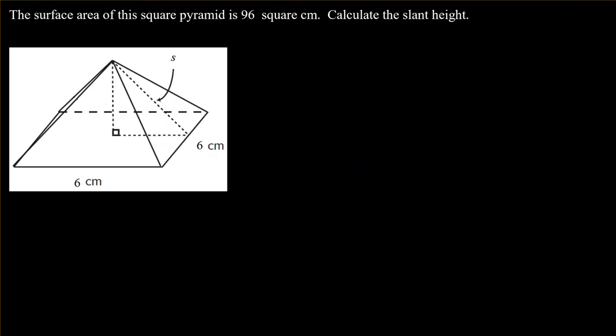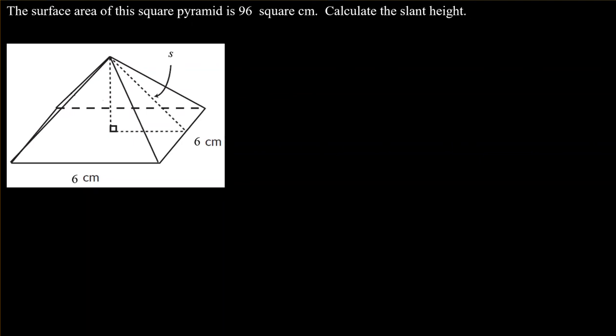And the last example that we're going to do right now is the surface area of this square pyramid. The surface area of this square pyramid is 96 square centimeters. Calculate the slant height. Okay. Well, this is a square base pyramid, so I know that the surface area of this pyramid is the area of the base plus 4 times the area of the triangle.